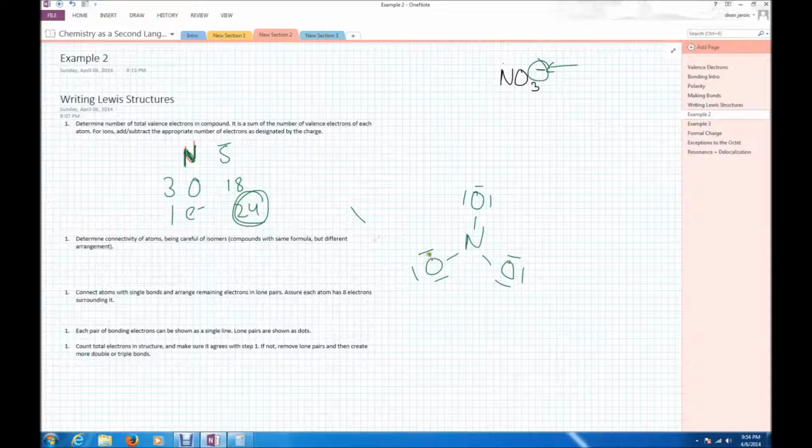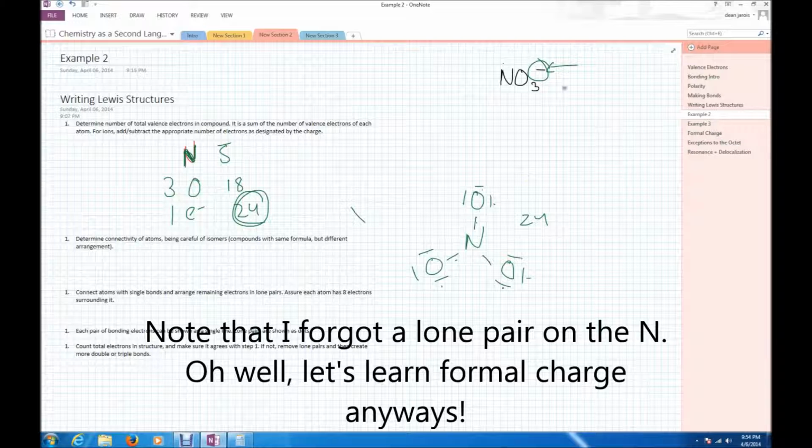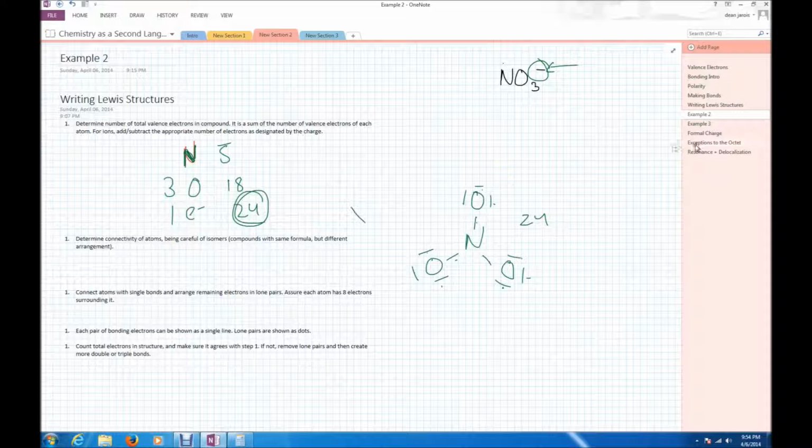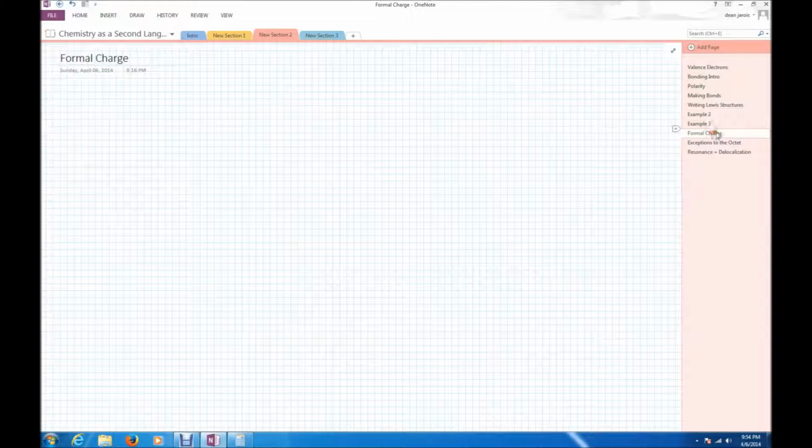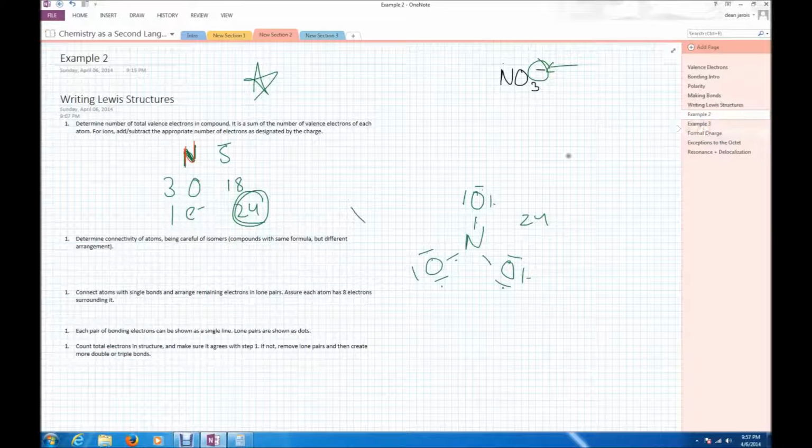So we got 2, 4, 6, 8, 10, 12, 14, 16, 18, 20, 22, 24. So that agrees, but that's not necessarily correct. And here's why. We've got to remember about the formal charge of the nitrogen and talk about why it's wrong to do it this way.